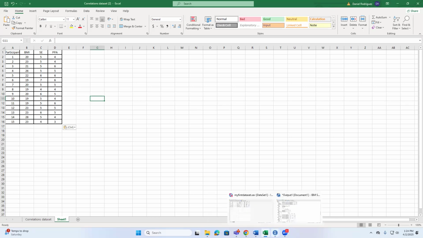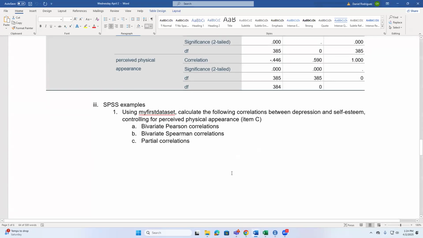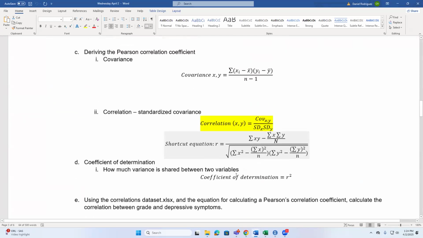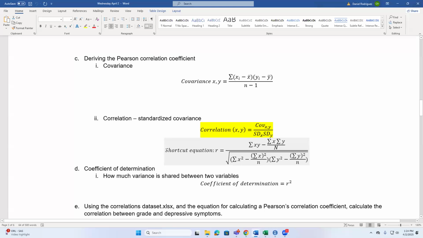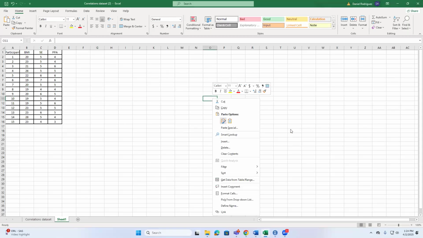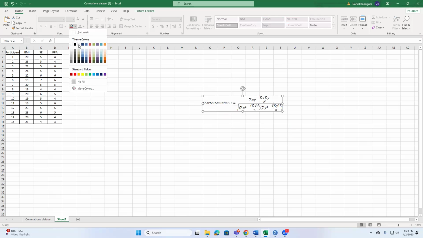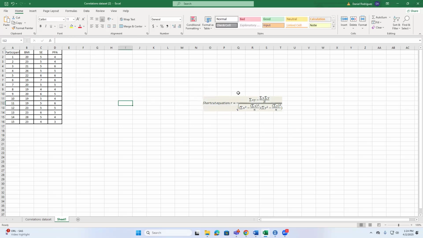So let's just copy the equation here so you can have it with you, for posterity, as they say. I'm just going to copy and paste the correlation equation in here. There it is. Color it, fill it in with something. Yeah, there you go. Look at that, that's beautiful.